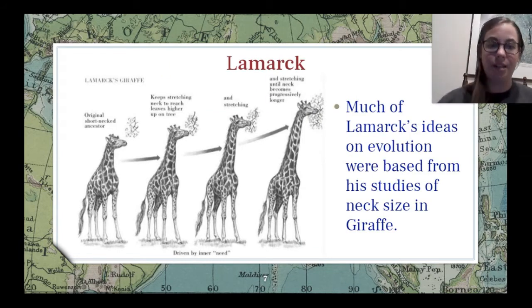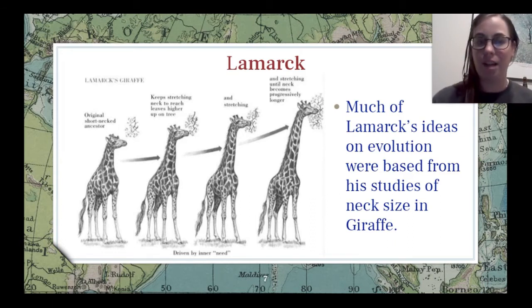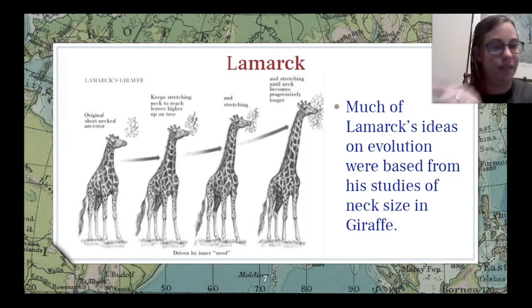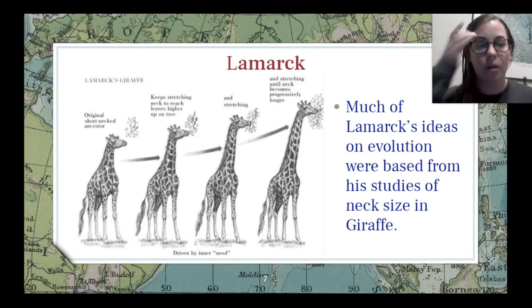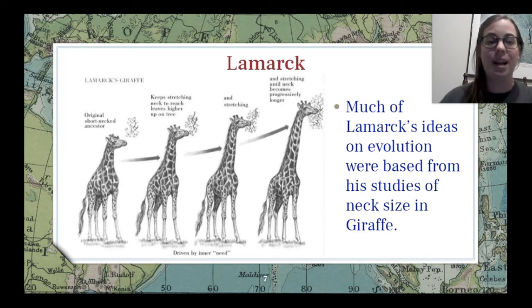Lamarck was the first one to say organisms are changing over time. And he's really focused on the neck size of a giraffe. This is his theory, where the original short-necked ancestor, yes, this is real, keeps stretching their necks to reach higher leaves up on a tree, and eventually the neck becomes longer. It's logical. It's just not correct, because a trait that is acquired or gained in an organism's life does not get passed on to offspring. That's not how DNA works. That's not how genetics works. We know that.